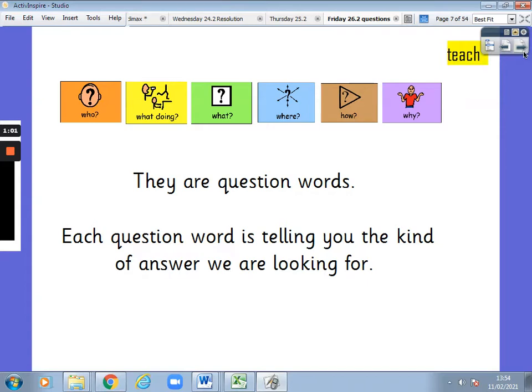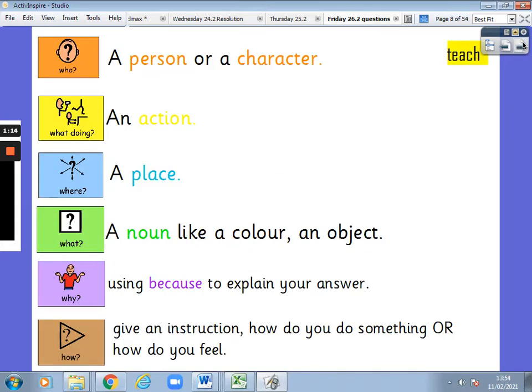They are question words. Each question word is telling you the kind of answers we are looking for. Who, what doing, what, where, how, why. Let's go through our question words. Who, we're looking for a person or a character. What doing, we're looking for an action.